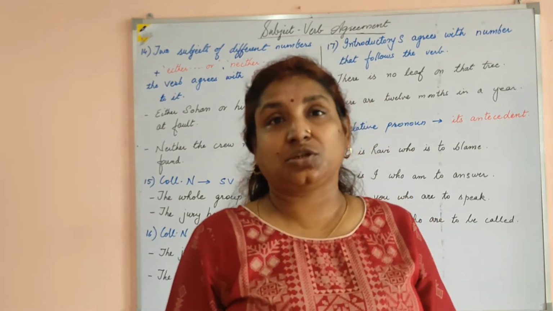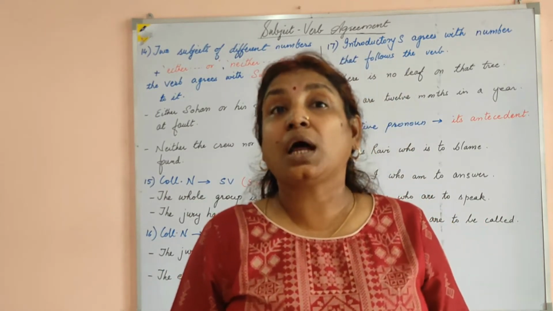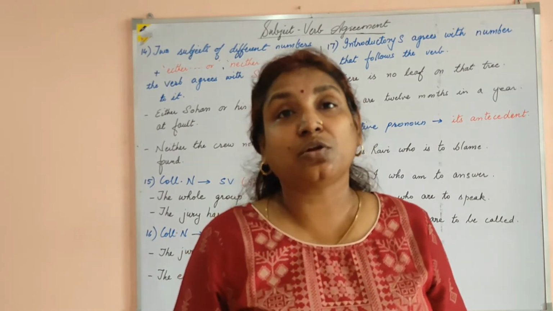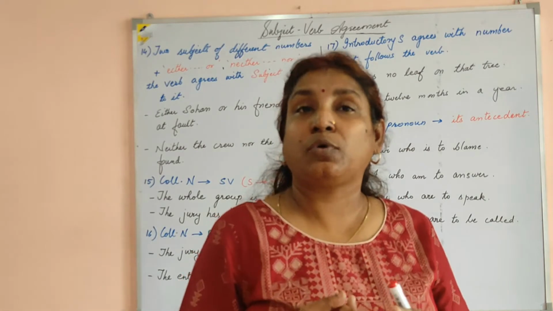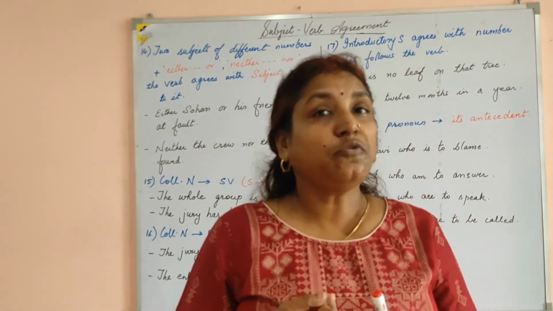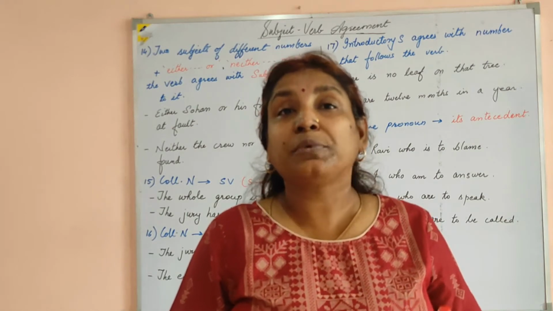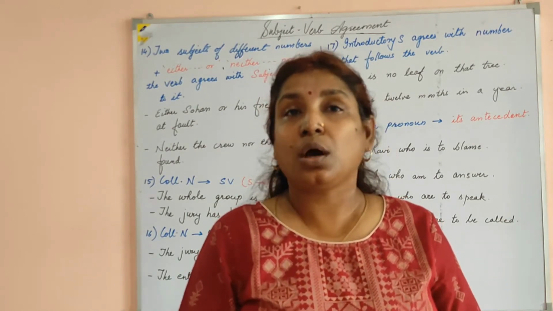Now in this section, we will study certain subjects which are of different number. I have two subjects, but both the subjects are of different number. So one subject is singular and one subject is plural. If such subjects are present in a sentence, what would be the verb forms? Today we are going to study all about it in detail.